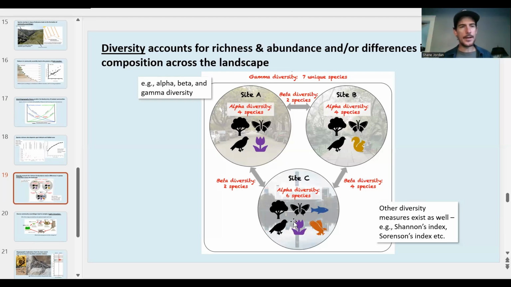Well, this is one way that ecologists and evolutionary biologists will look at the distribution of diversity. There are other measures as well, such as the Shannon Index or Sorensen's Index. These are just more complicated mathematical ways of evaluating diversity in a quantitative way. But basically, we're looking at how many species are there and how the differences in the distributions of these species play out when compared across different environments.